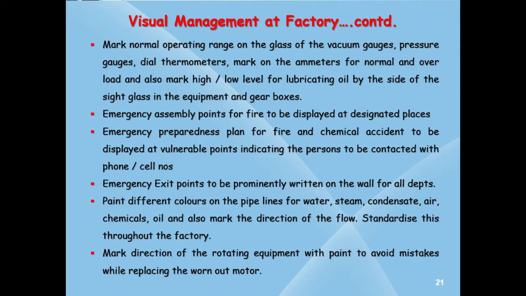Some more examples like marking normal operating range on the glass of vacuum and pressure gauges. These will help in controlling the process. Any deviation from the operating range should be analyzed, root cause to be found out and rectified. Similarly, marking normal motor load and overload in the ammeters will indicate whether the process is normal or not. High and low markings for lubrication oil in the side glasses are for monitoring and maintaining the oil levels in the equipment.